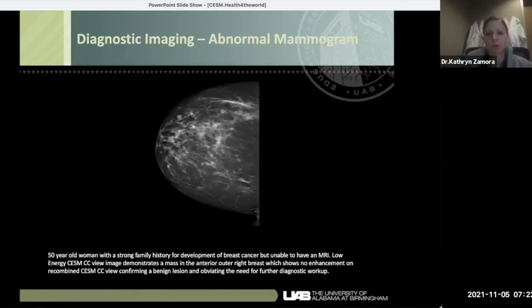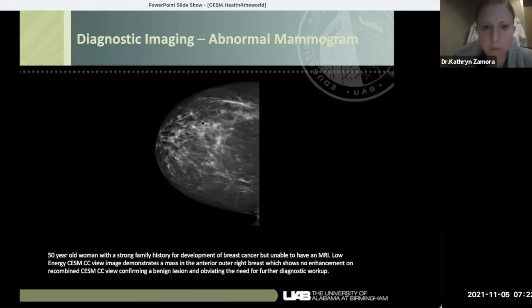Diagnostic imaging, abnormal mammogram is another reason for contrast enhanced mammography. So if they have an abnormal screening mammogram, contrast enhanced mammography can be utilized to help identify if there's anything abnormal. In this particular case, this was a 50-year-old woman who did have a strong family history of breast cancer, but was unable to undergo MRI. She had a screening mammogram in combination with a contrast enhanced mammogram because of this high risk.